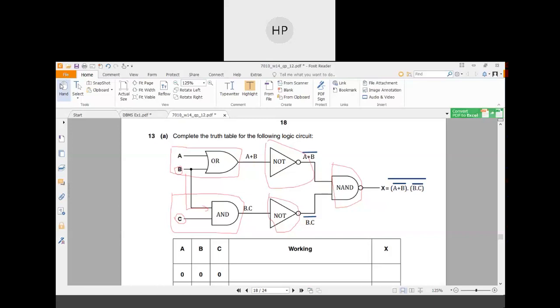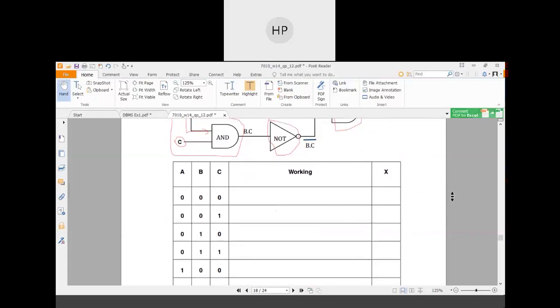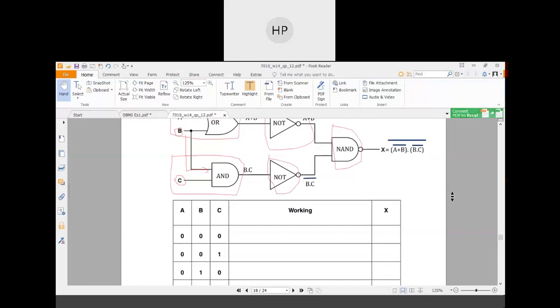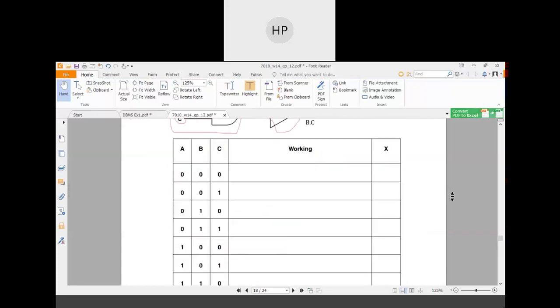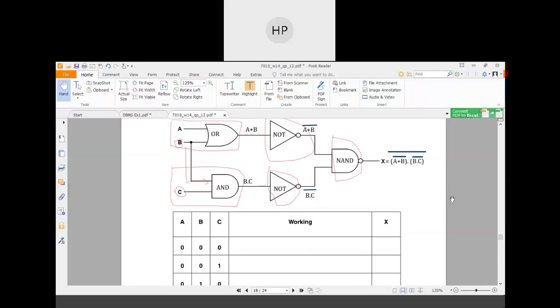Is it clear? Yes, sir. Okay. So what is the final output? A plus B bar dot B dot C bar, all inverted. This is the final output of the circuit diagram. Now you need to construct this truth table to match the output from the diagram. Can you do that? We are going to follow the same steps we used in deciphering the circuit diagram.